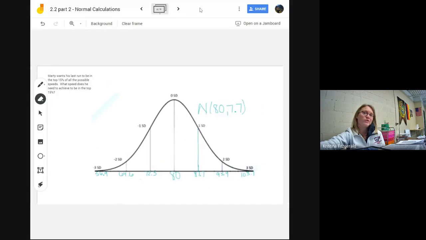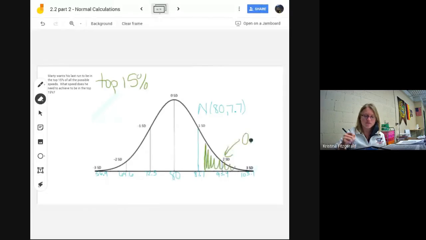This is working backwards. So the last question is asking you for the top 15%. So let's mark it out. We're going to kind of estimate. So like 15%, I don't know, about right there. So I know this area is 0.15, but I don't know where I'm located. I mean, I could estimate, right? I mean, I know I'm between like 87.7 and 95.4, but I want to be accurate.